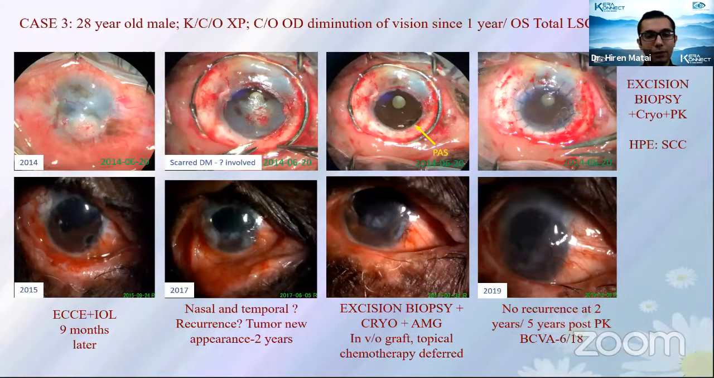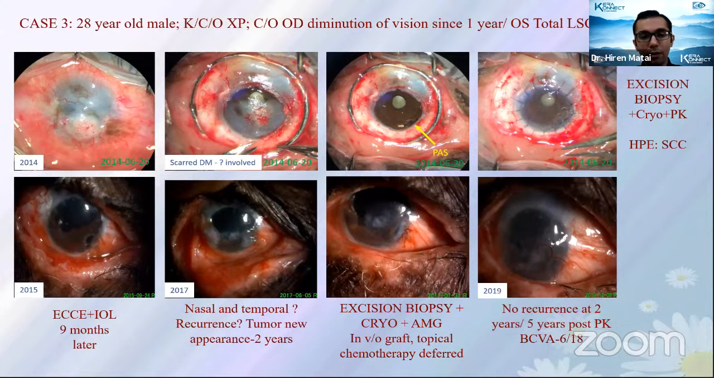But on table, as you can see in the second photograph, the DM appeared to be scarred and a fleshy mass was found to be firmly adherent to the central DM. Hence, PK was done along with cryoapplication. And as you can see in the third photograph, at 4 o'clock, an iris strand was adherent to the cornea, which was excised, and the graft was secured with 10-0 nylon sutures.